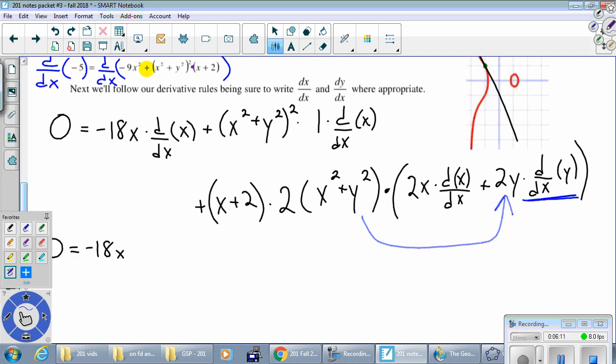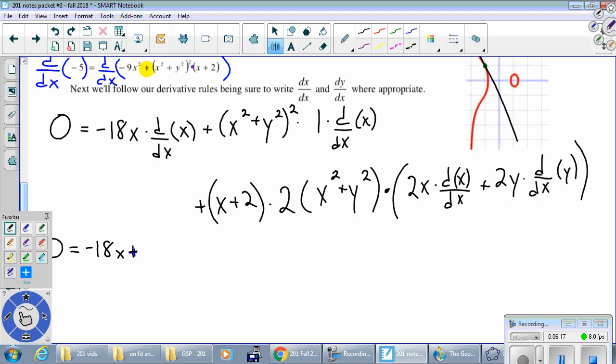So I've got the original function at the top of the page here. So negative 18x plus. And so then we do our product rule. So first, times the derivative of the second. The derivative of x plus 2 is just 1. No need to put dx dx. Plus the second, x plus 2, times the derivative of the first, x squared plus y squared, squared.